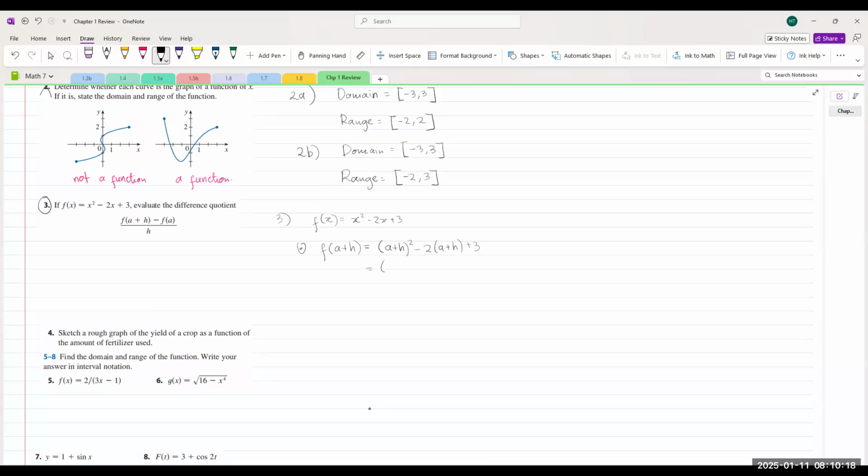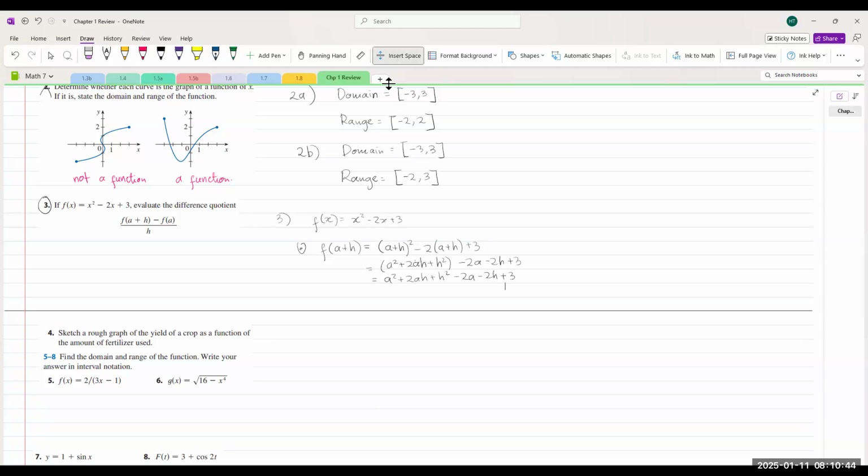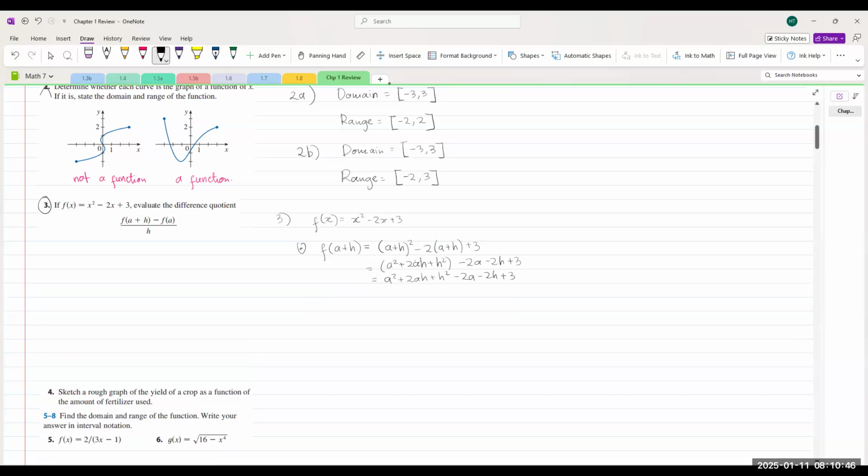Then we get a squared plus 2ah plus h squared minus 2a minus 2h plus 3. Let me simplify this further. Just open the parentheses. I don't think I can combine any like terms because there are no like terms here for now. Okay, while f(a) is simply replacing x by a.